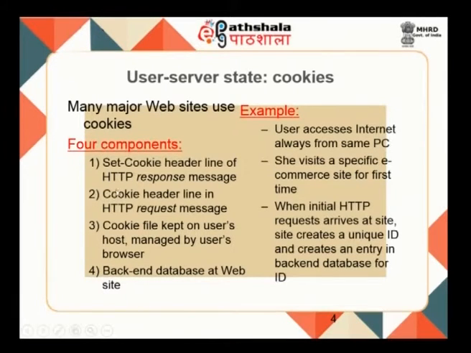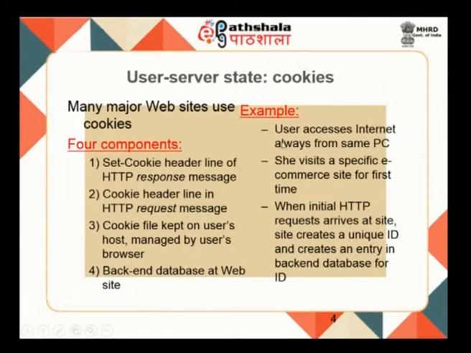Out of the 4 components, 2 are header lines which are used as part of the HTTP protocol: the set cookie header line in the HTTP response message, and a cookie header line used in the HTTP request message. Then there is a cookie file which will be kept on the user's host, which is managed by the user's browser, and at the backend database on the website there will be an identification of this cookie file with that particular user. These are the 4 components that we basically have.